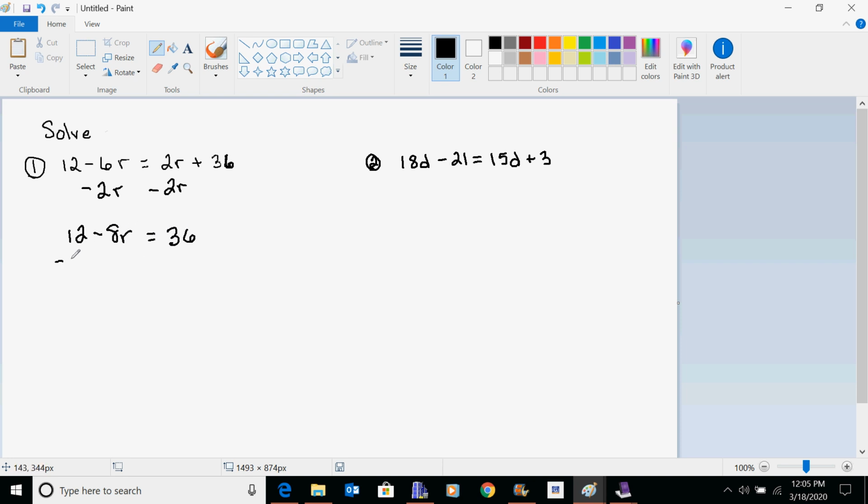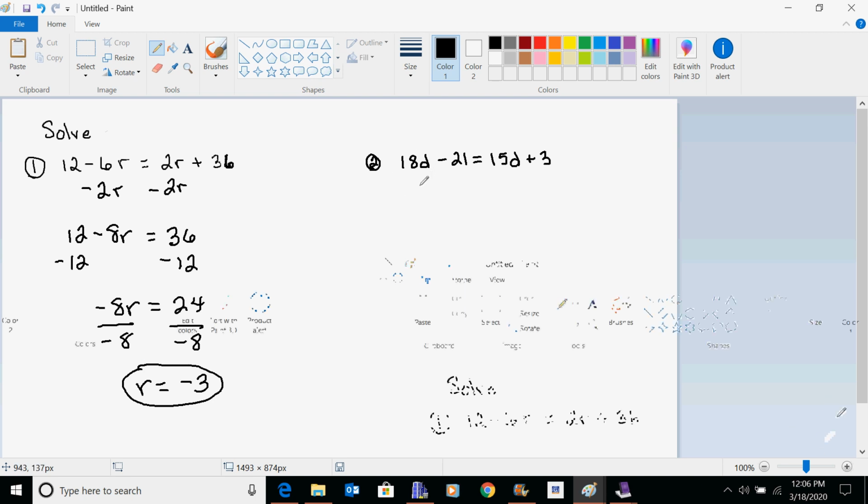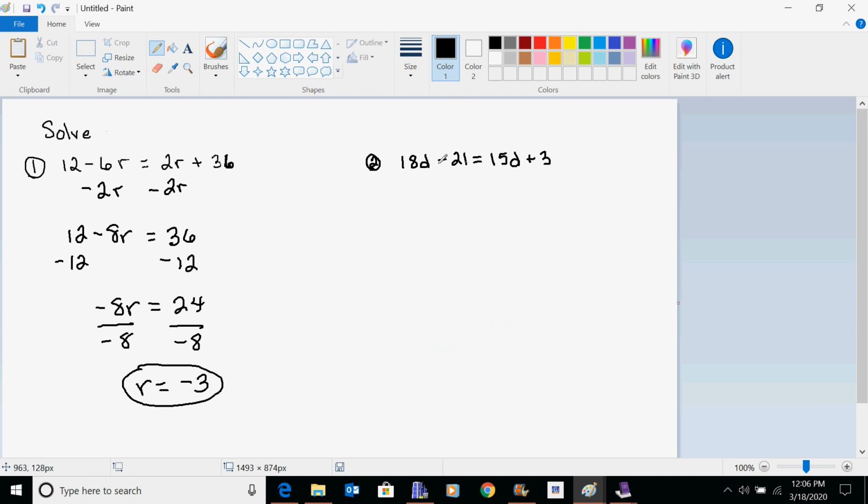You're then going to take away 12 from both sides and get -8r equals 24. So let's divide both sides by -8. Positive divided by negative gives you a -3. You have a very nice solution there. Not all of them end up with decimals and fractions like the last ones. We'll take a look at this one.